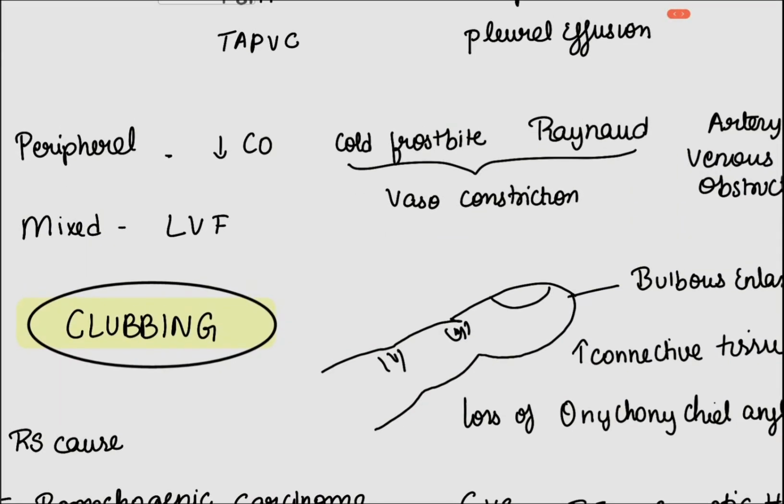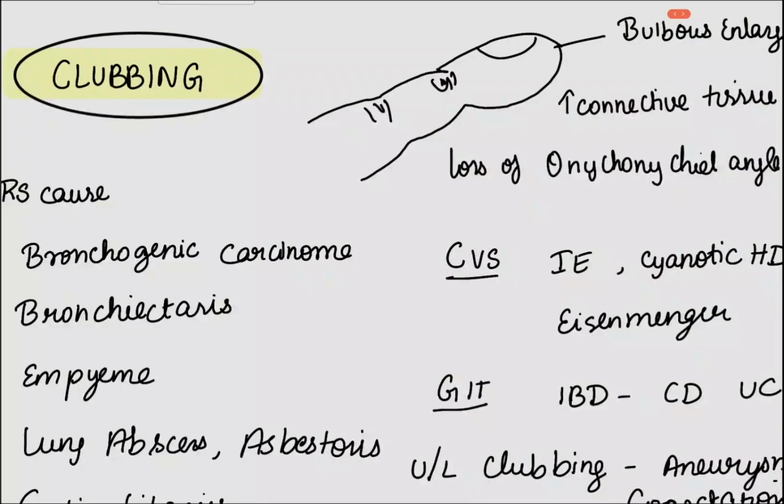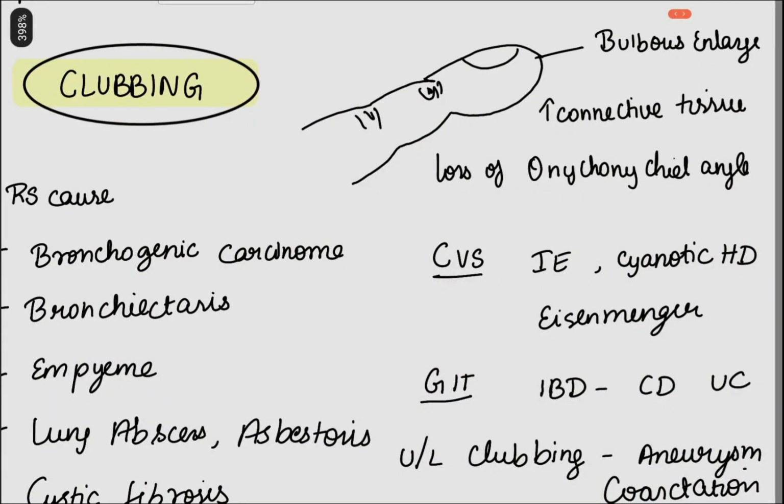Then peripheral causes of cyanosis include decreased cardiac output, cold, frostbite, Raynaud phenomenon, vasoconstriction, arterial or venous obstruction. In mixed form of cyanosis, it is left ventricular failure. Then clubbing. Clubbing is the bulbous enlargement. There is an increase in connective tissue and there is loss of the nail-bed angle.